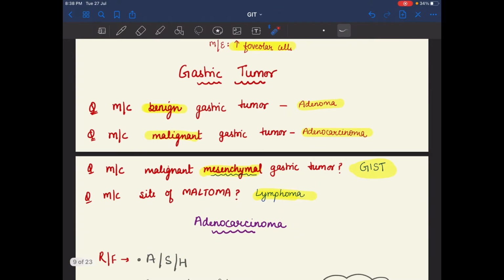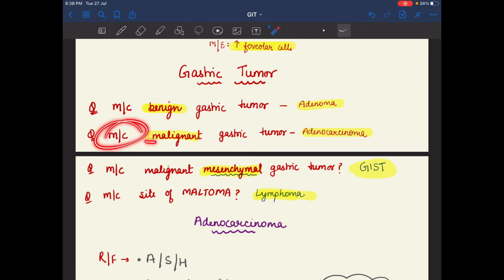Now next move to the gastric tumors. The most common benign tumor of the stomach is adenoma, and the most common benign esophageal tumor is leiomyoma, as we discussed in the previous video. Malignant esophageal tumor, if it covers the middle one-third part, is squamous cell carcinoma, and if it covers the lower one-third part, then it is adenocarcinoma.